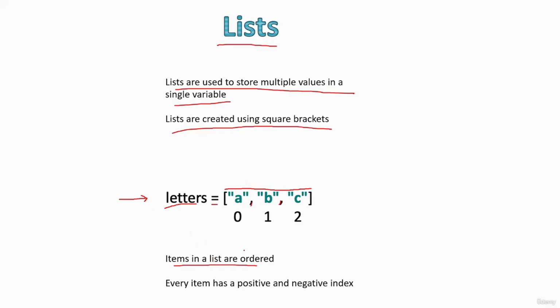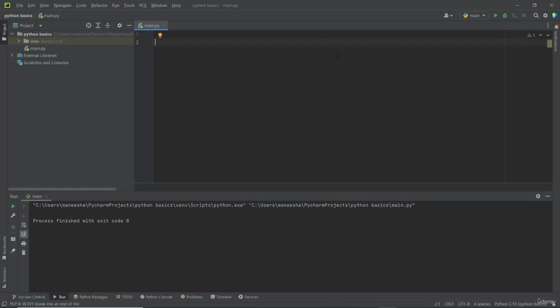Items in the list are ordered, so every item in the list has a positive index and a negative index. In the positive indexing system, the first item of the list has 0 index. The second item has first index. And third item has second index. And so on. In the negative indexing system, last element has -1. Second to last element has -2. And the next element has -3. And so on.